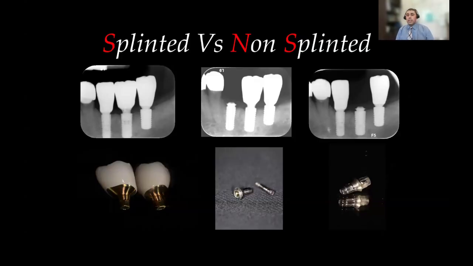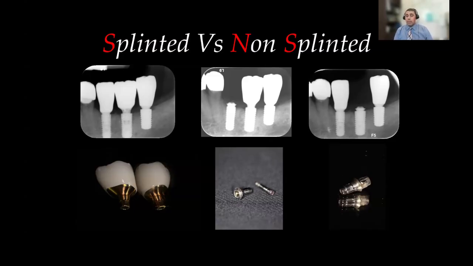Well, if I'm replacing multiple teeth, should I splint or not splint the implants? And certainly there are advantages of both approaches. But what you have to consider is, well, what's the size of the implant I'm placing? What's the height? What's the width? How much leverage is put on that implant?